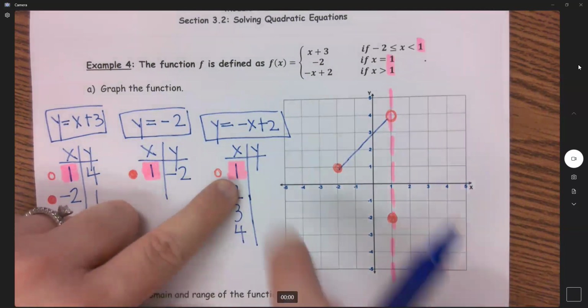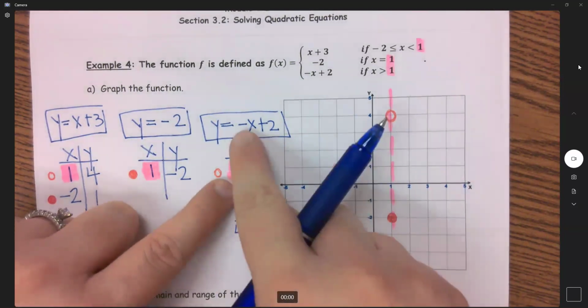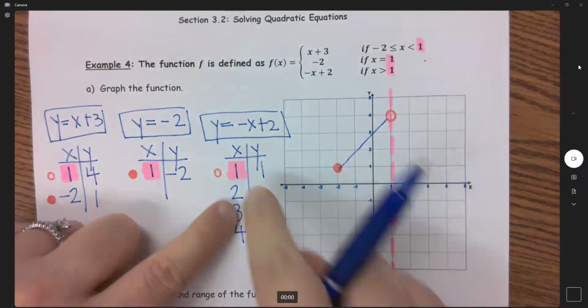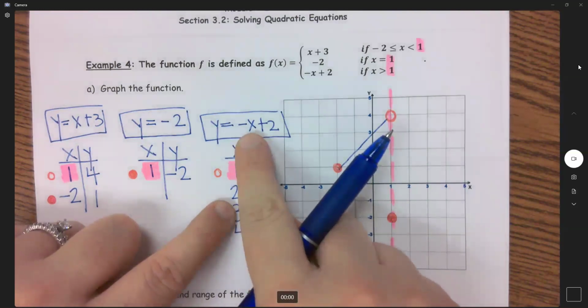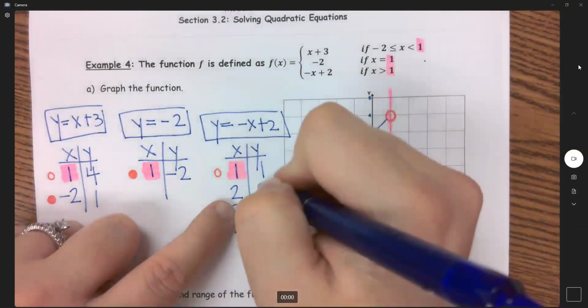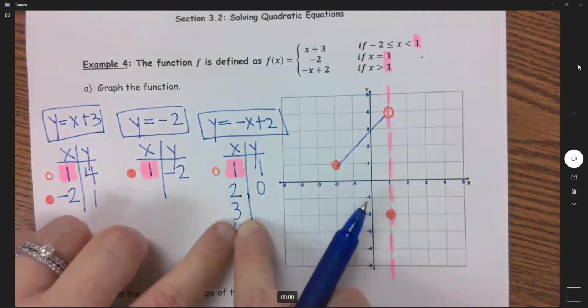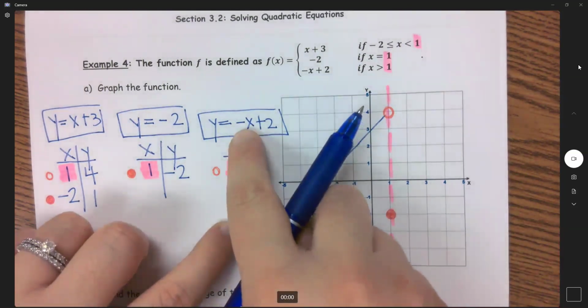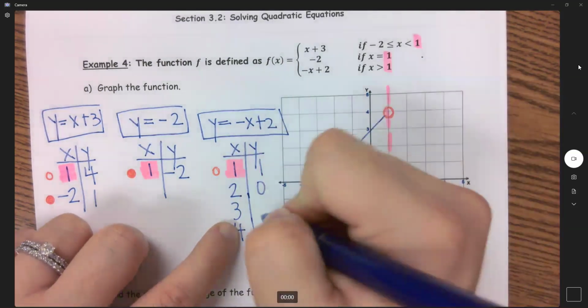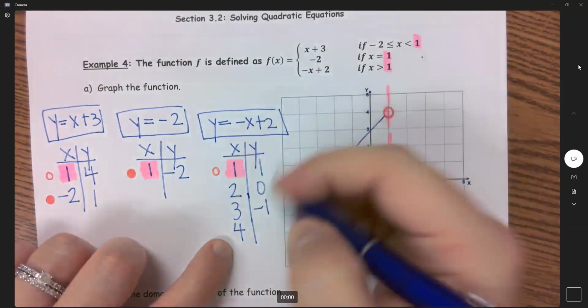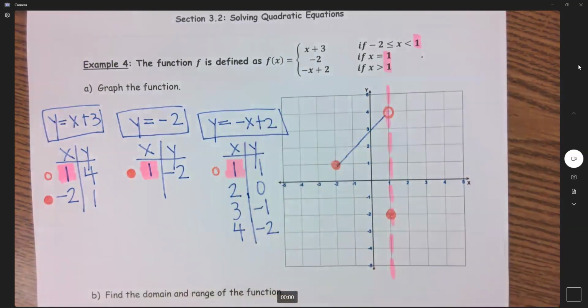So plug in our values. At 1, this is going to turn into a -1. So -1 plus 2 is 1. Plug this in. This is now a -2. So -2 plus 2 is 0. At minimum, that's what we need to graph, but we can keep going. Plug in a 3, it turns into a -3. -3 plus 2 is -1. And plug in a 4, we get -4 plus 2 is -2.